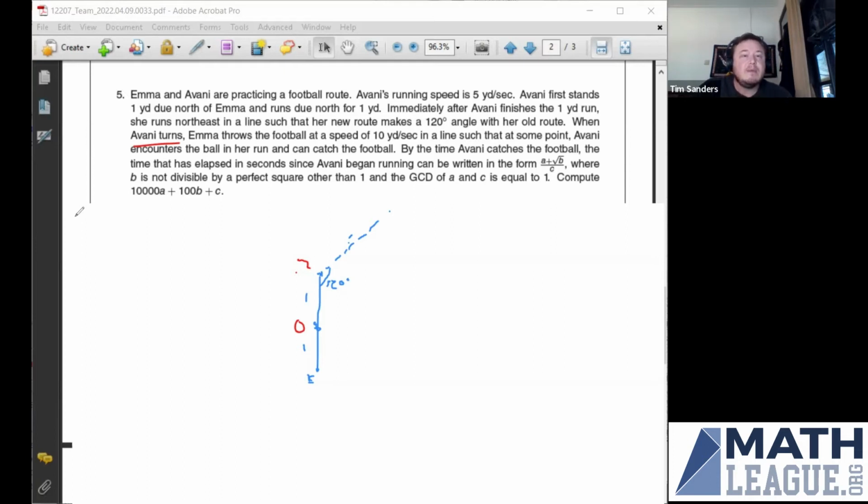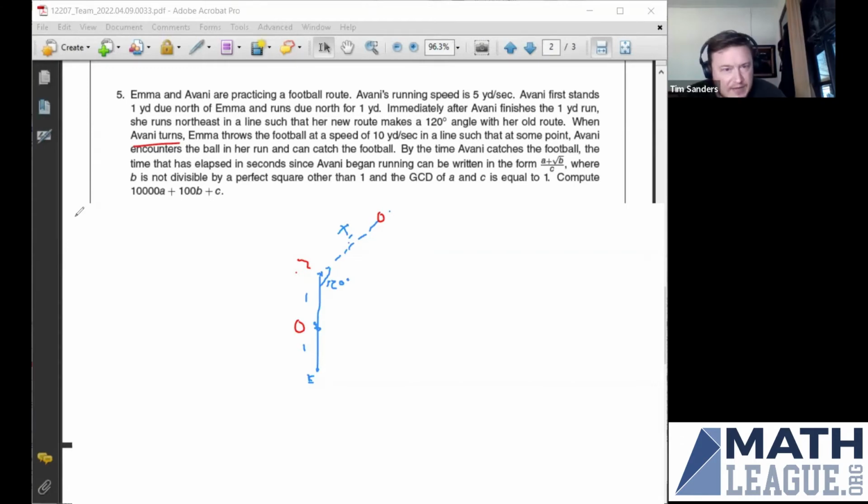Okay, so when she turns, Emma throws the football 10 yards a second. At some point we're going to catch the football, so some point way out here, and we're going to have to do some calculation of this. I think the way I would start a calculation would be off of the distance, right? So why don't you write an x for that length in your dashed line? Once you write an x for that, then we've got everything else we need, right?